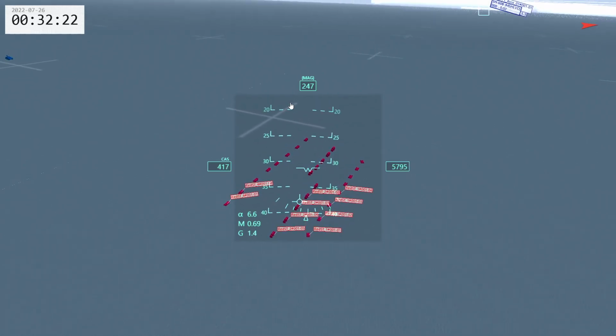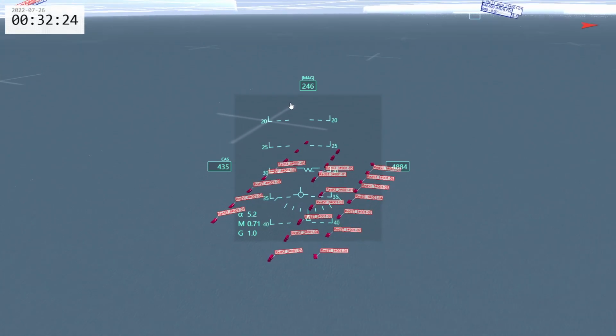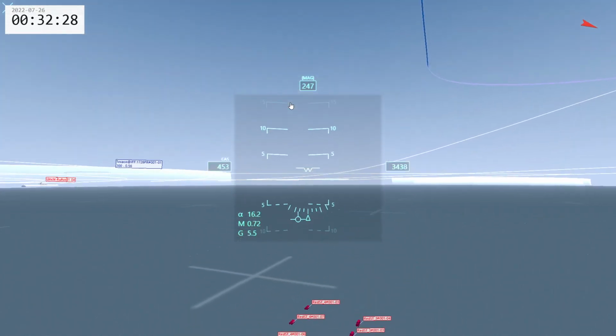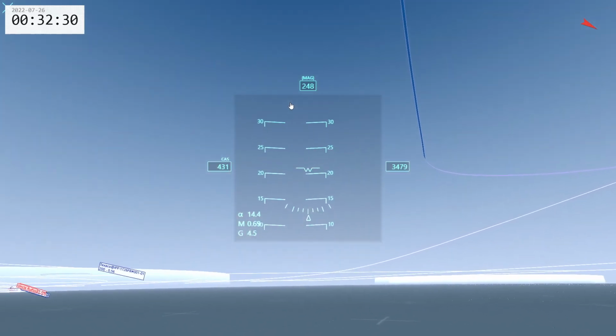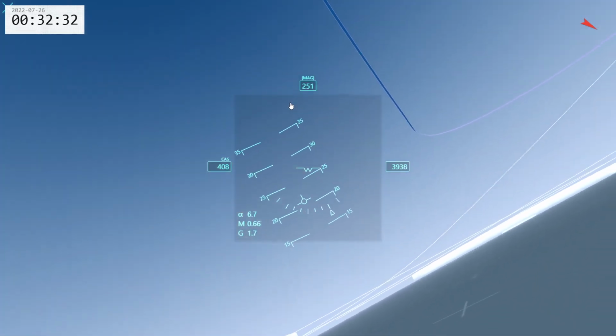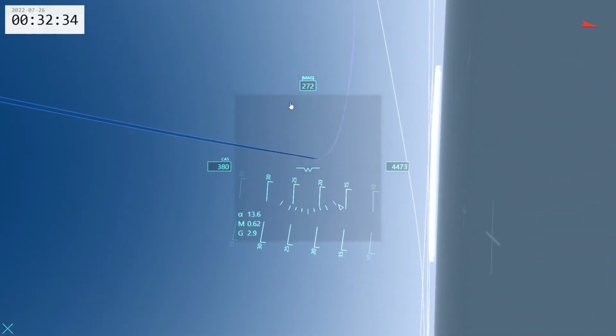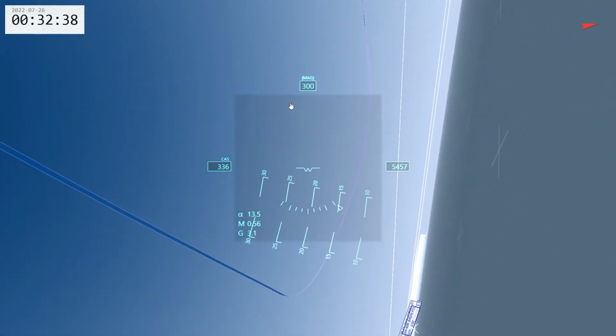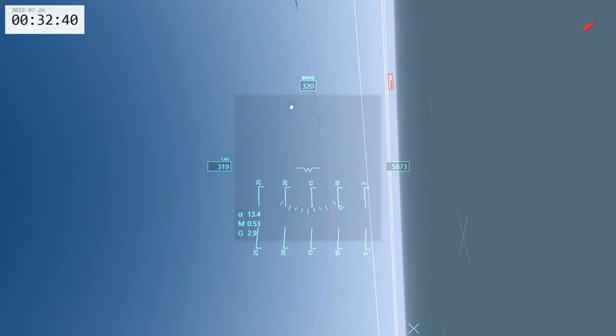So tracking, release, and then the pause, and then the pull. And then the jink during the off-target maneuver.